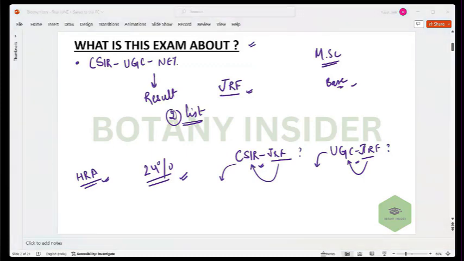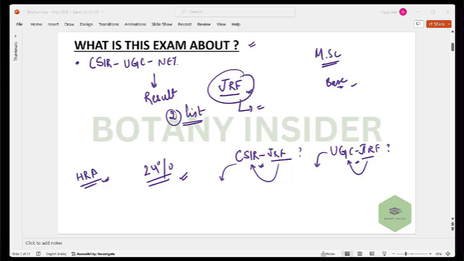What is the stipend of CSIR? Yes. What is the stipend that you get for the JRF? Let me see how many of you know about it. Yes. What is the JRF amount?